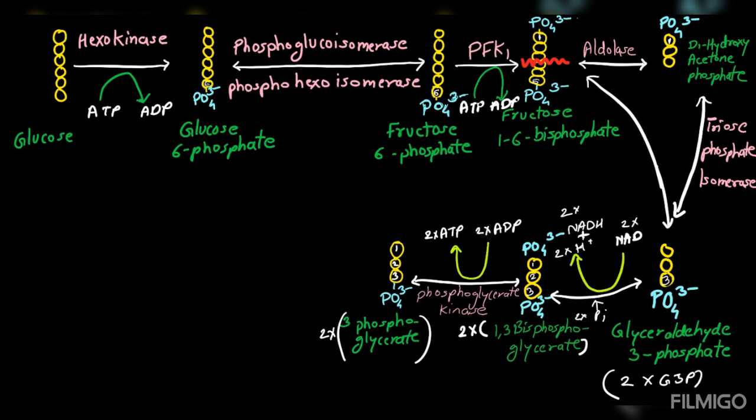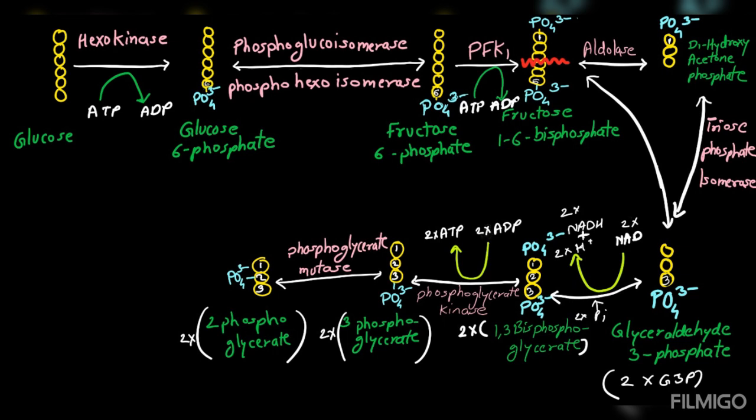In the next step, this molecule is rearranged and the phosphate attached to the third carbon atom moves to the second carbon atom. So this is called 2-phosphoglycerate, and this happened by the enzyme phosphoglycerate mutase.